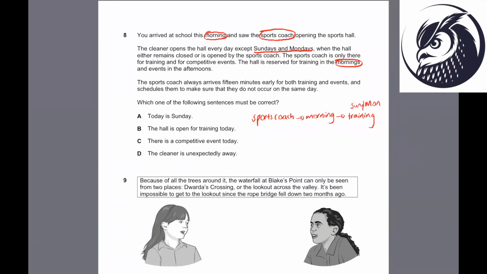Option A says today is Sunday, which we can't say for sure is true. Right? We just know that it's either going to be a Sunday or Monday. We don't know exactly which day it is. So option A, we can't say must be correct.